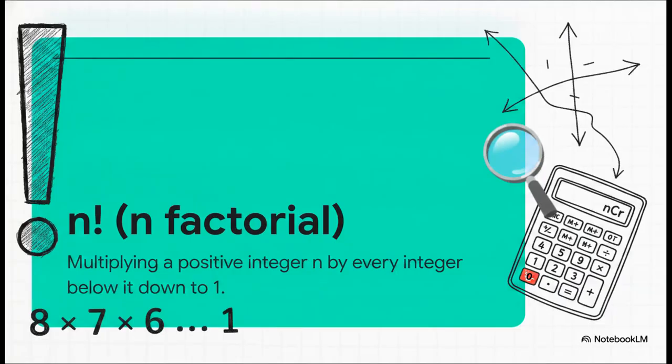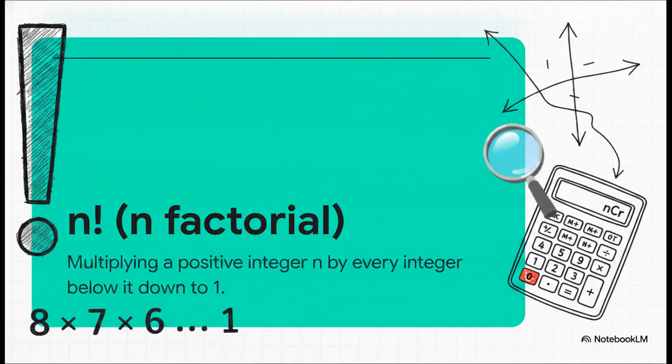Okay, let's dive into how we actually handle those bigger powers. We use something called factorial notation. Basically, if you see an exclamation mark next to a number, like n factorial, it just means you multiply that positive integer by every integer below it all the way down to 1. So 8 factorial, that's 8 times 7 times 6 down to 1. And we combine this with the nCr notation for our binomial coefficients.